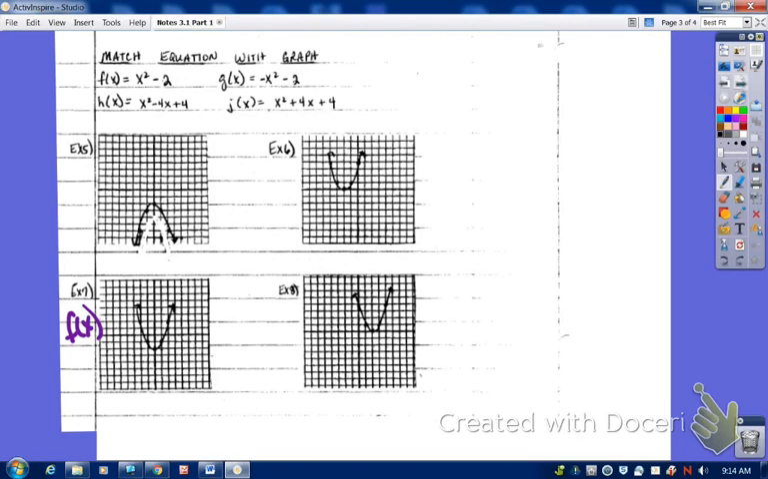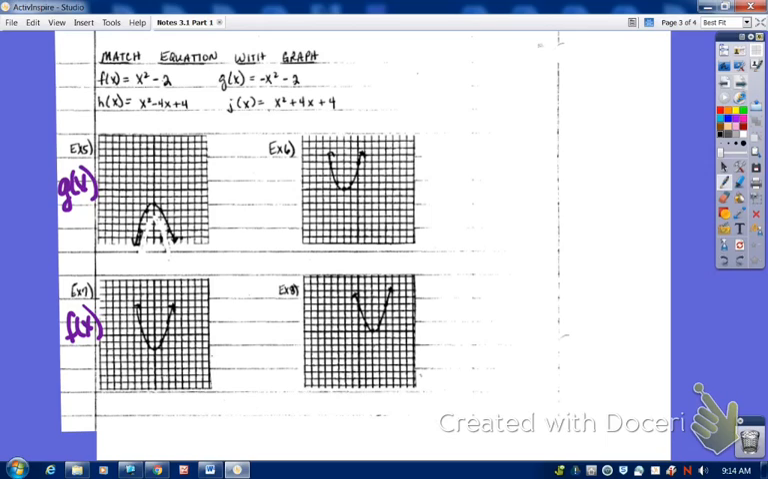All right, g of x has a negative out in front. That means your a is negative, or your a is less than 0. So that means the parabola is facing down or reflected over the x-axis. And then the minus 2 means it's also being moved down 2. So g of x would match with example 5.